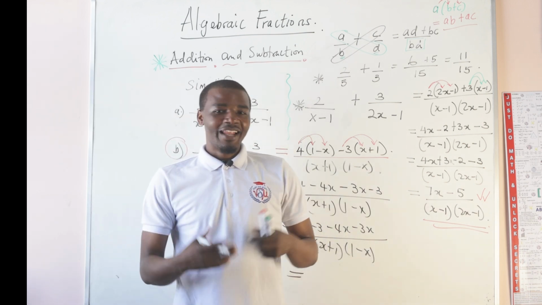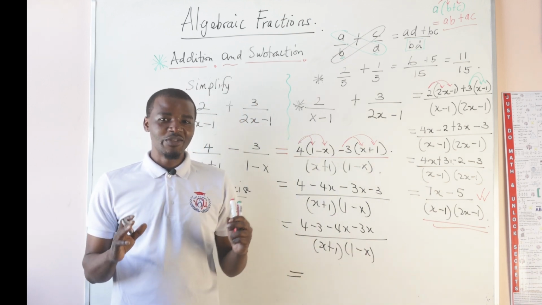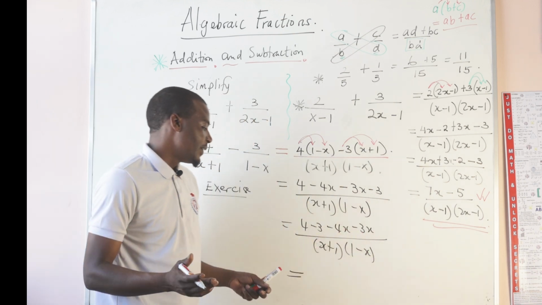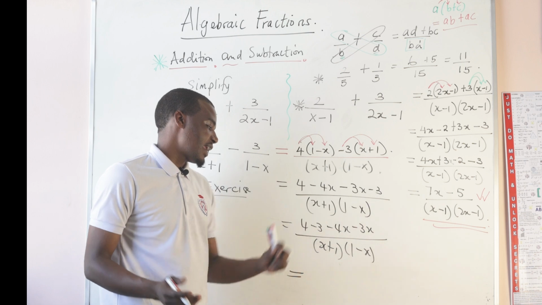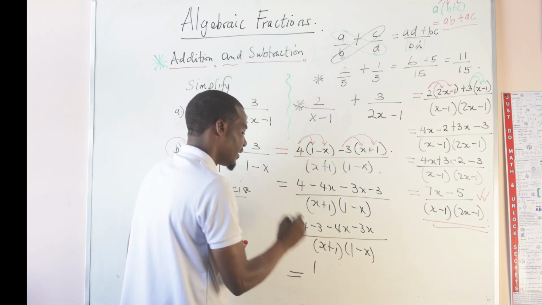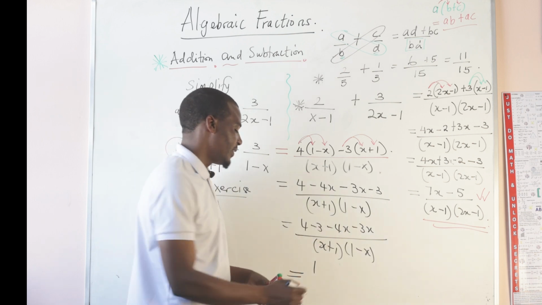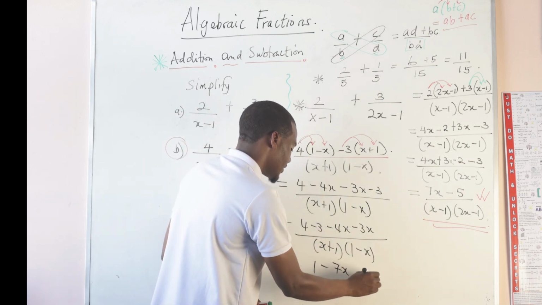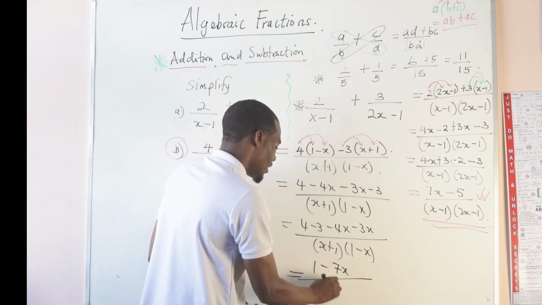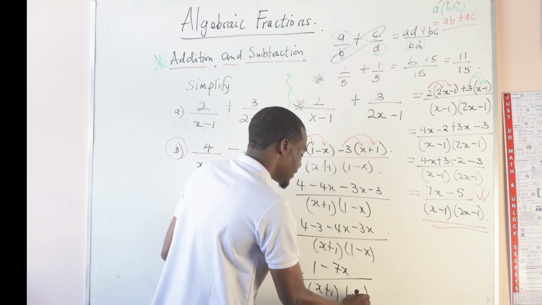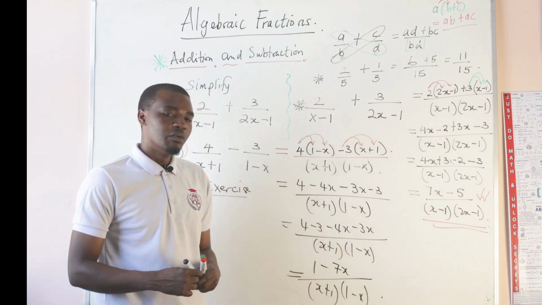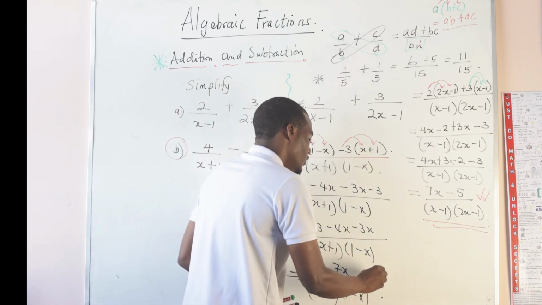Okay, now we have to get the final solution. So what are we going to do on the next part? We have to simplify these like terms. 4 minus 3, we get 1, and minus 4x minus 3x, straight away we get minus 7x, all over x plus 1 times 1 minus x. So that will be our final solution.